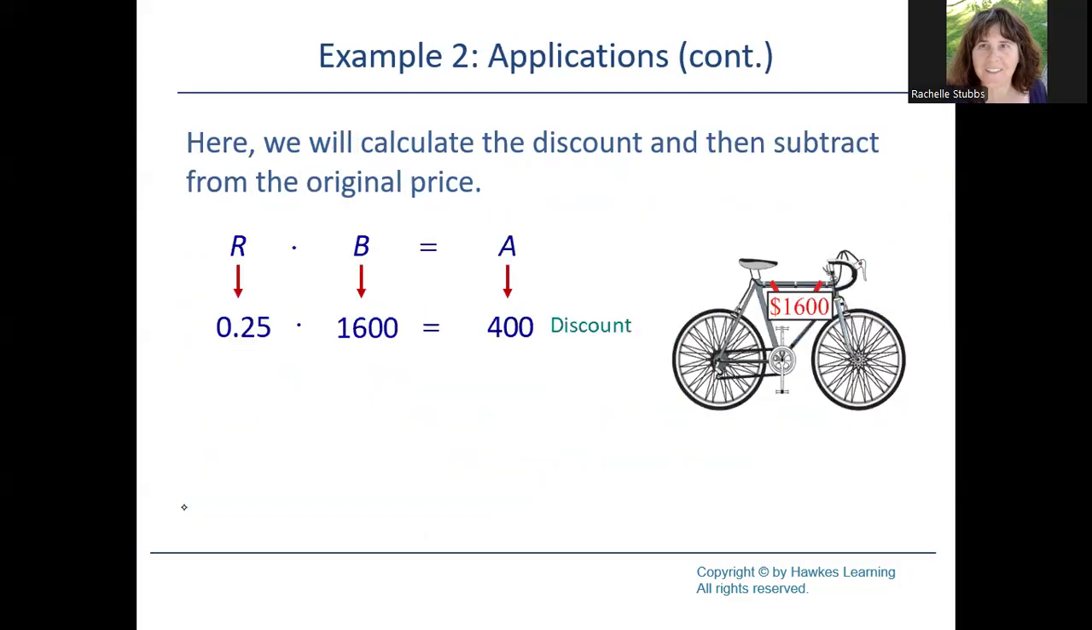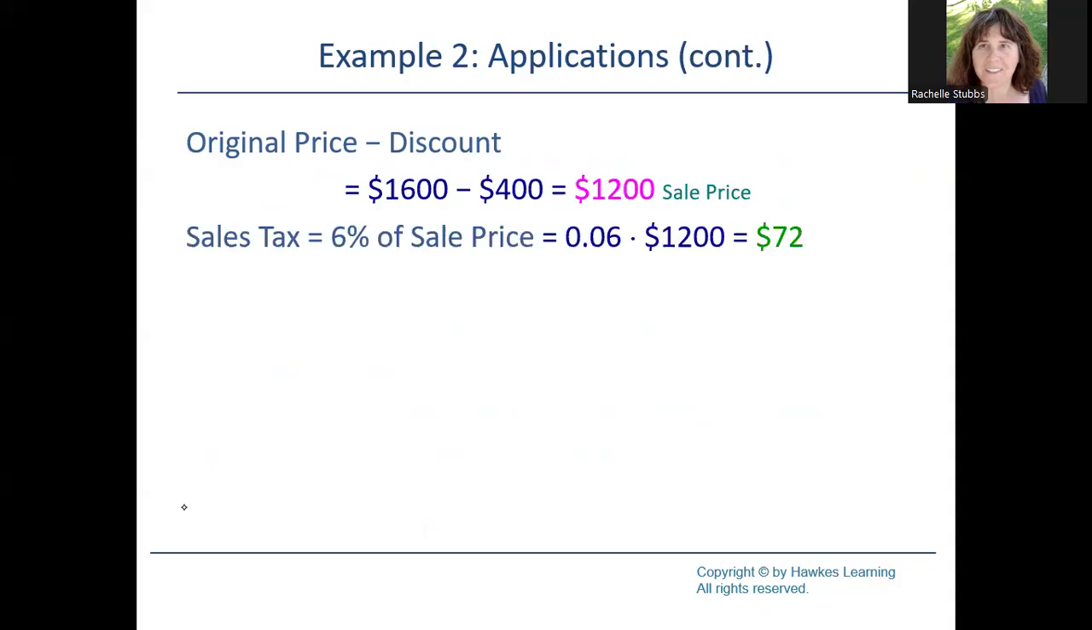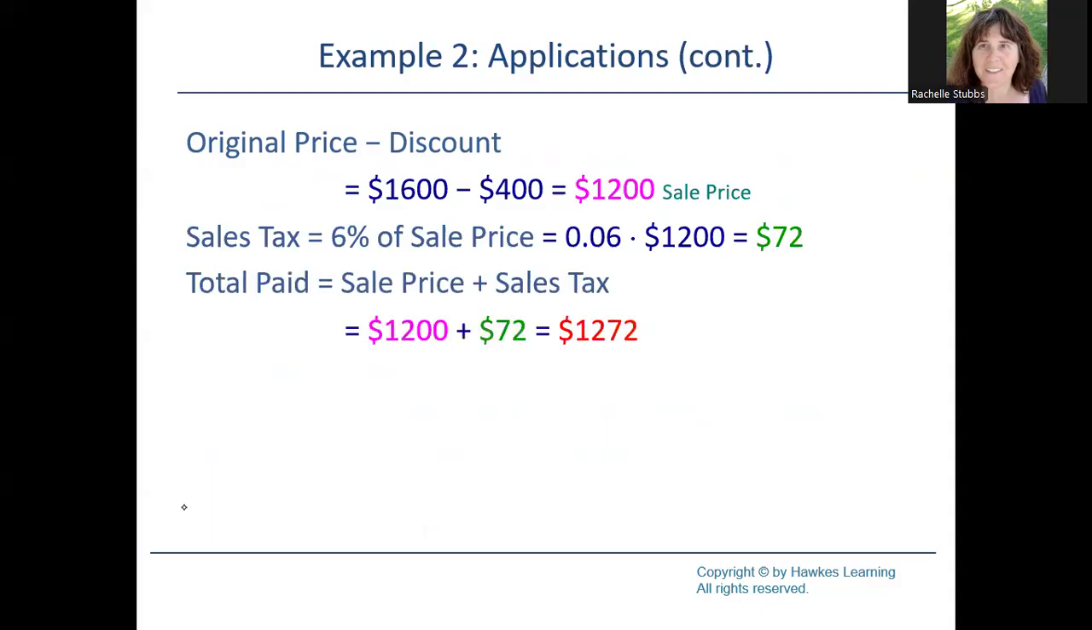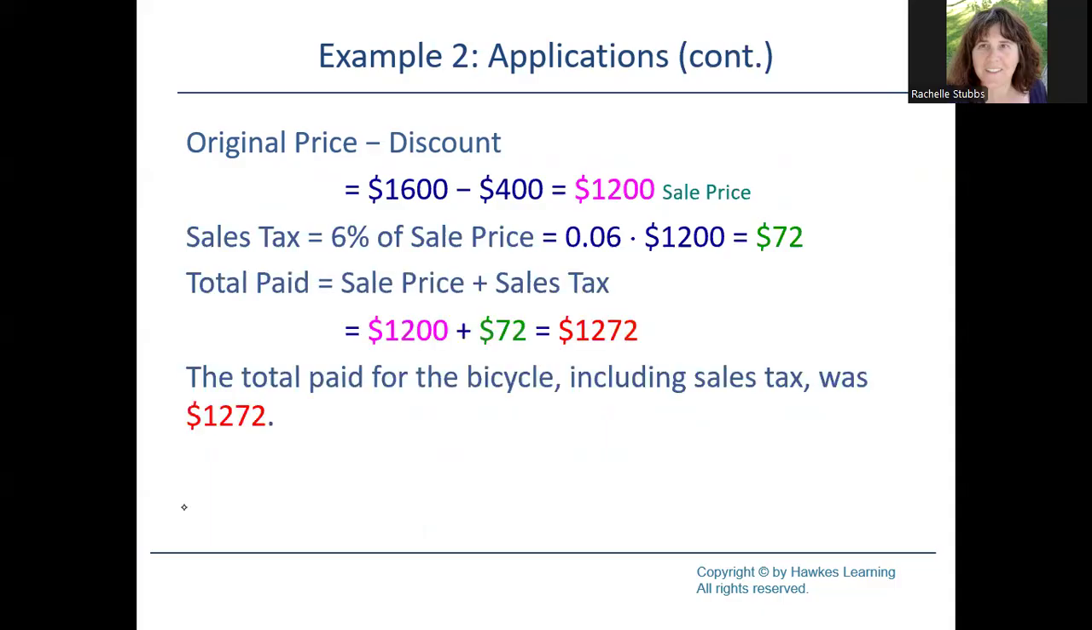So here what they do, rate times base: 0.25 times 1,600 is $400 discount. So the original price minus the discount is 1,200. Then the tax on 1,200 would be 0.06 times 1,200, which equals 72. So the total price is 1,200 plus 72. So you're going to pay $1,272 for that bicycle with that $400 discount.